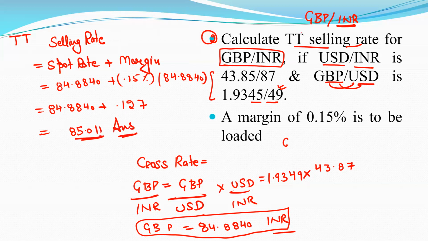Here they are asking what is the calculated TT selling rate for GBP by INR. First of all, we have to find that USD by INR is this one and GBP by USD is this one. Here we have to use the selling rate. We always sell at the high price, and always buy at the low price. And calculate margin. Margin is 0.15%. Clear? So here we will also add margin.